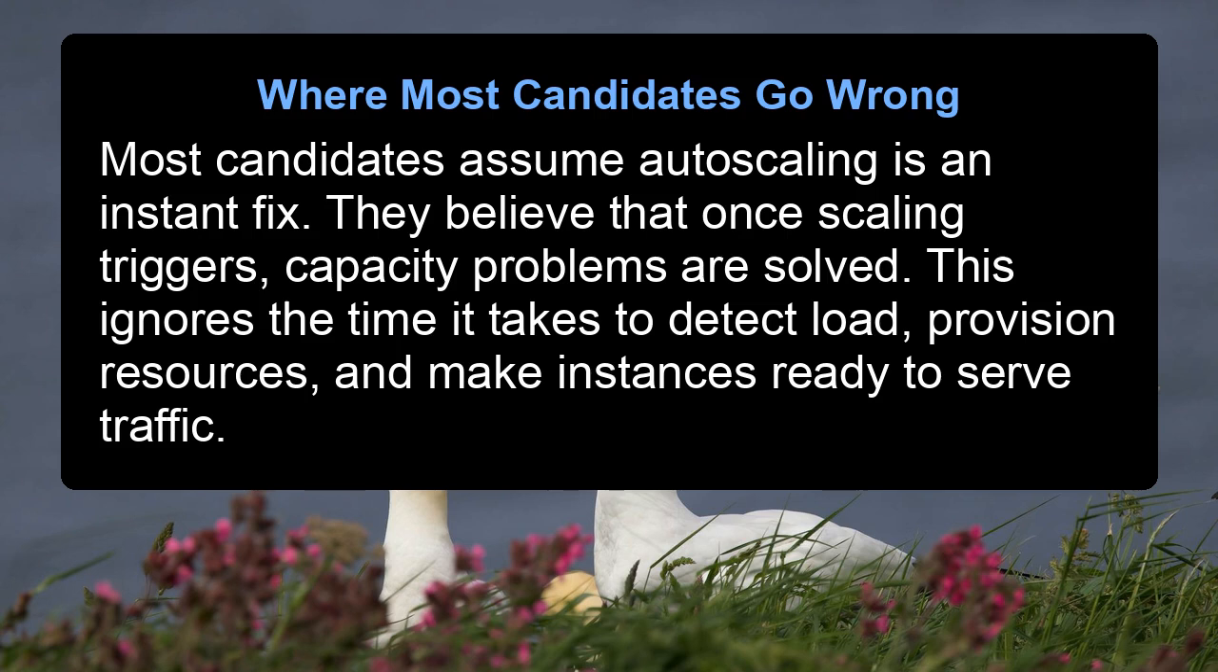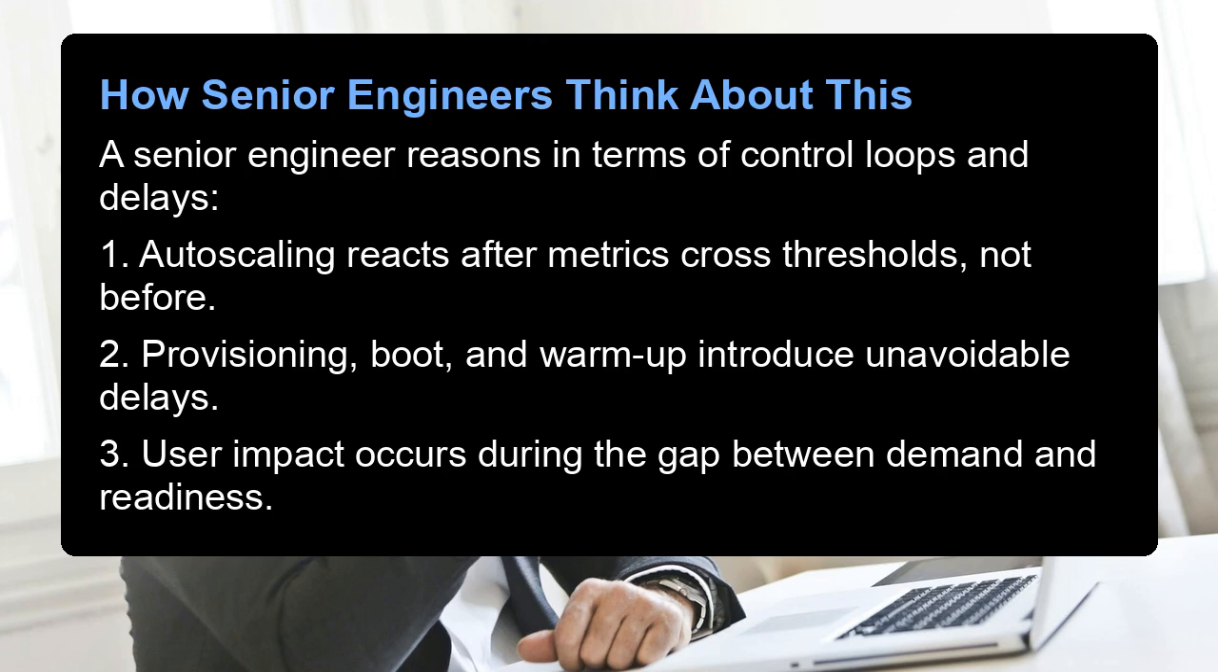Where most candidates go wrong. Most candidates assume auto-scaling is an instant fix. They believe that once scaling triggers, capacity problems are solved. This ignores the time it takes to detect load, provision resources, and make instances ready to serve traffic. How senior engineers think about this. A senior engineer reasons in terms of control loops and delays. 1. Auto-scaling reacts after metrics cross thresholds, not before. 2. Provisioning, boot, and warm-up introduce unavoidable delays. 3. User impact occurs during the gap between demand and readiness.